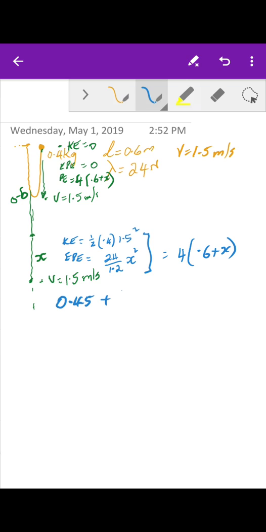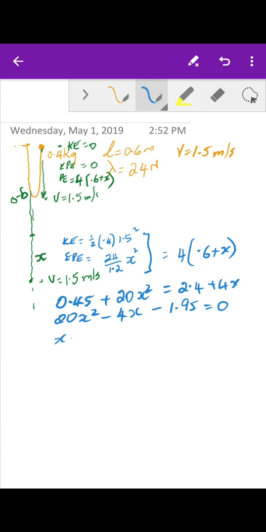24 divided by 1.2 is 20. And we've got 2.4 plus 4x. Bring everything to one side, we get a quadratic equation, minus 1.95. Now x will equal negative 4 plus and minus the square root of 4 squared, 16, minus 4ac, all over 2a, 2 times 20.